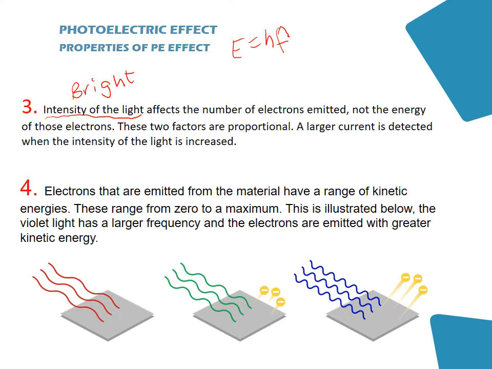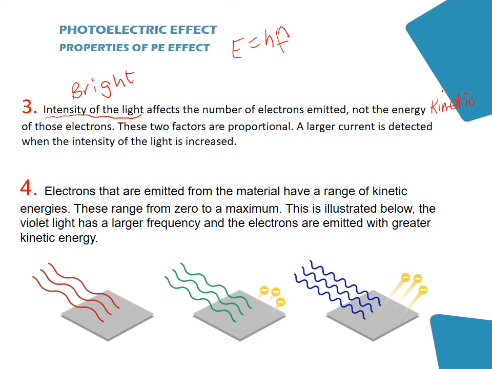When they talk about energy, they're talking about kinetic energy, or how quickly electrons move away from the surface of the metal. If there are more photons, there's a greater chance they'll interact with an electron, which explains why more electrons are emitted. These two factors are proportional, so a larger current is detected by our ammeter in the circuit when the intensity of the light is increased.